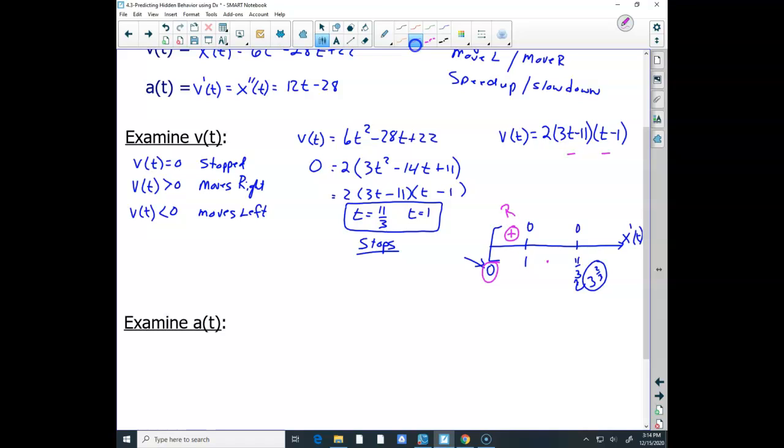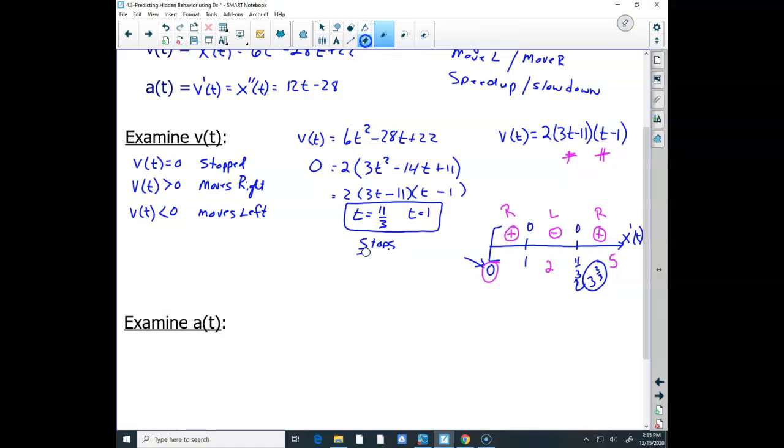And then between here, I'm just going to pick the number 2. If I put a 2 in here, this one's still negative because it's 6 minus 11, but this one's positive. Negative times a positive is a negative, so now I'm moving left. And then I'm going to pick anything bigger than 3 2/3, maybe 5. If I put a 5 in there, that's 15 minus 11. That's now a positive number, and this is a positive number, meaning now it's positive again. I'm moving right.